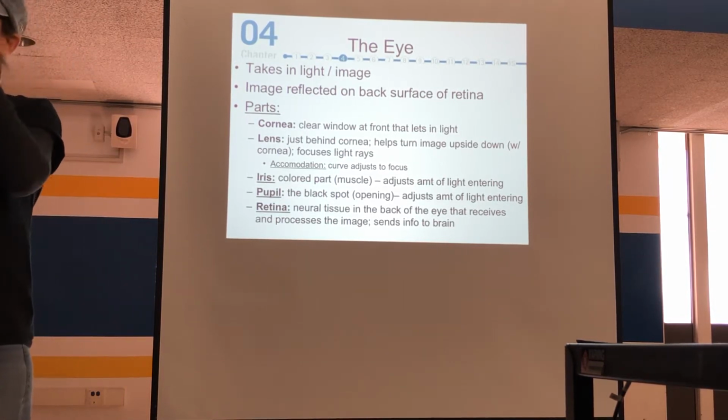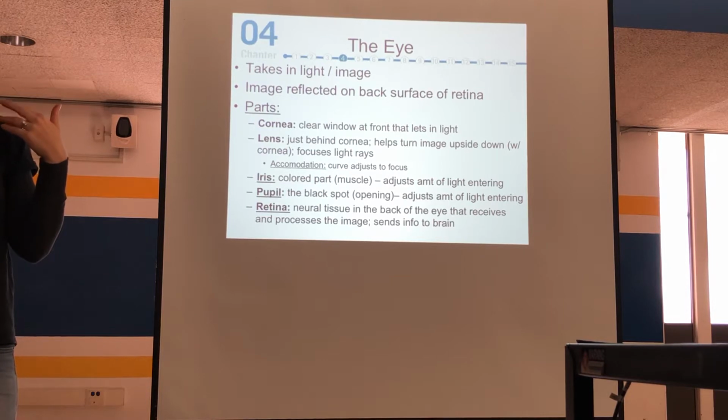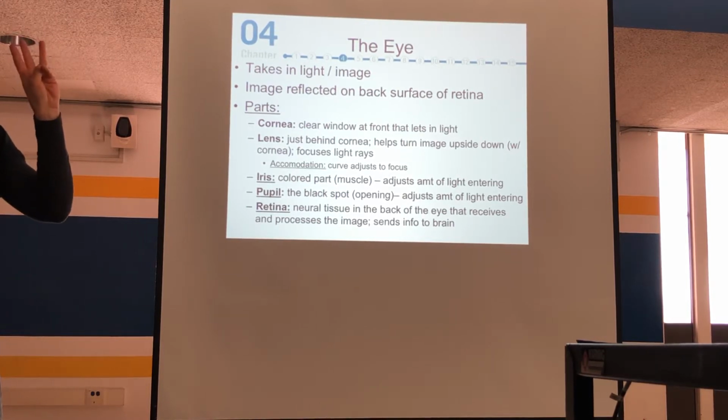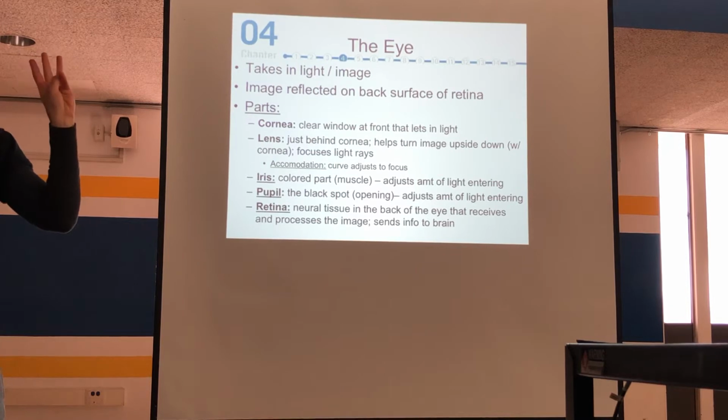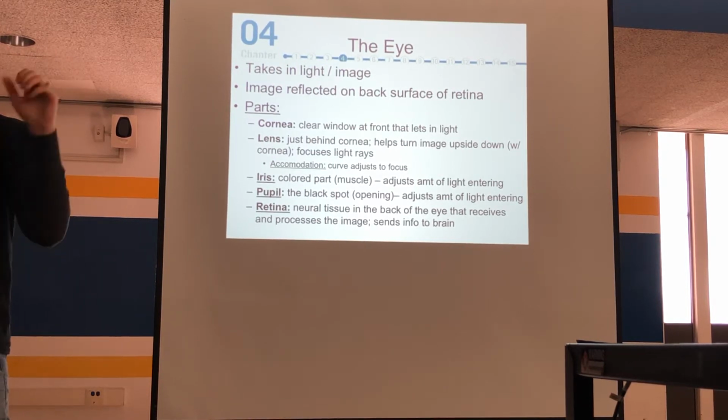Then, after it goes through the lens, it hits the back of the eye. What do we call the back of the eye? Retina. And on the retina there are rods and cones, which are the receptor cells for sight, for vision. What do rods do? Black and white, night, peripheral, nighttime vision. Good. What do cones do? Color, acuity, and daytime.